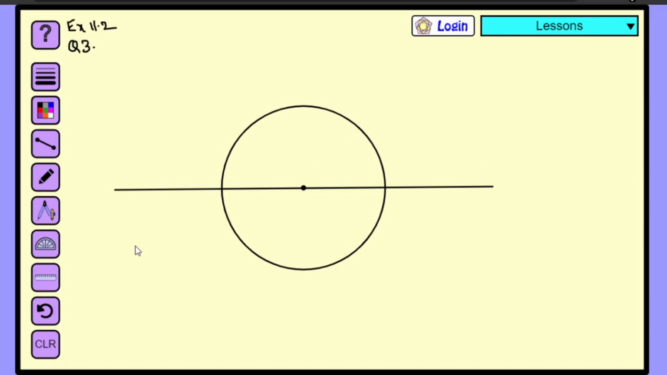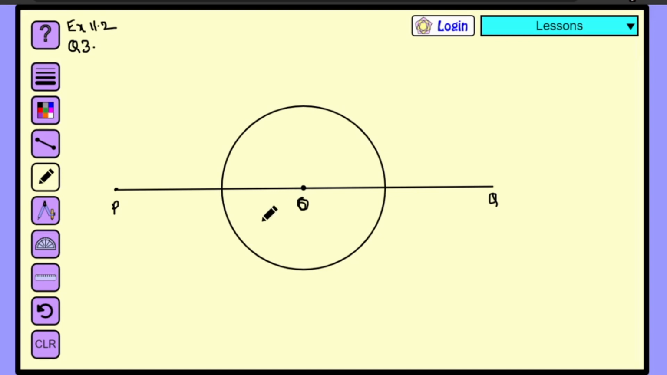Now mark these 2 points as P and Q. This point is P, this is center O, and this is Q. Now I have to draw 2 tangents from P to the given circle, and 2 tangents from Q to the given circle.